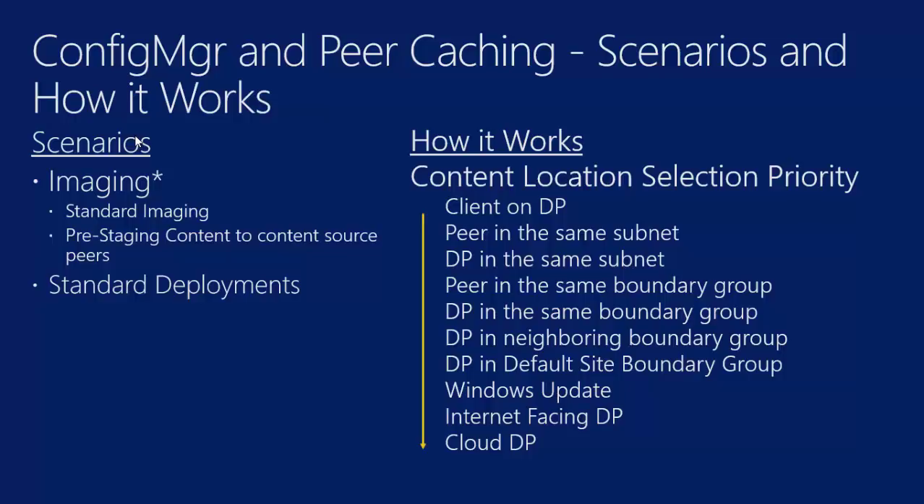Once that client has the content, a super peer is enabled with the content, has it, then we use this content location selection priority. So if your client is on a DP, then we will prefer that DP. If it's a peer in the same subnet that has content, we will prefer to go to that peer, even over a DP that's in the same subnet. Then if we have a peer in the same boundary group, we will prefer that over a DP in the same boundary group, and then neighboring and default, and on we go. And you notice cloud DPs are able to be used, but they are last in the list, as they always have been, just because there's a cost associated with it, right? So we'll see this work to about this stage in the demo that we'll do here in just a minute.